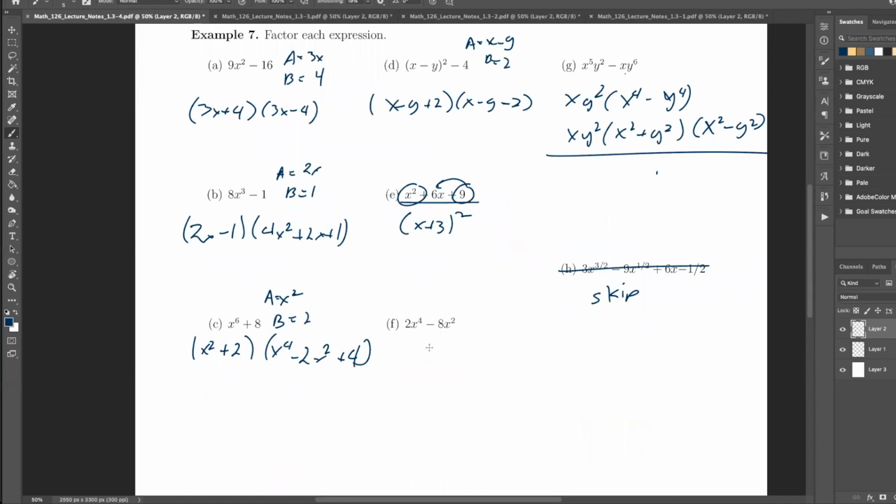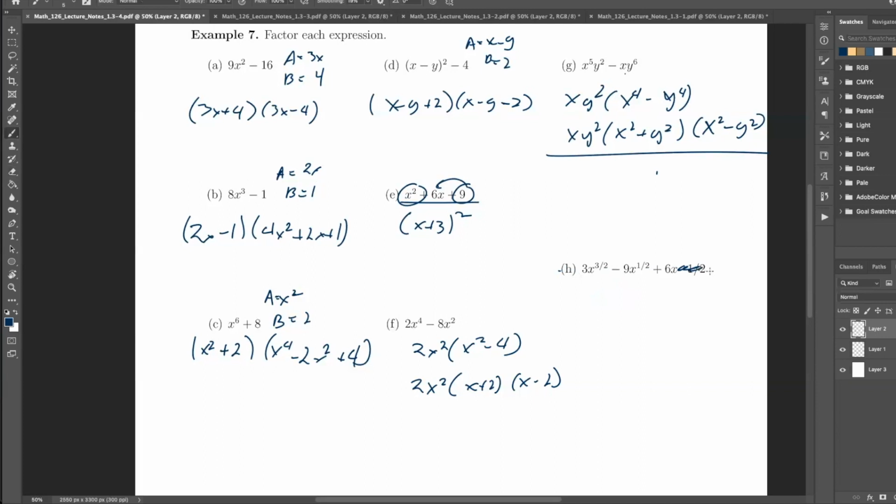And then here, we're going to do the same thing. We're going to pull out 2x squared, and then I have x squared minus 4. Same concept here after we factor. X squared, see x plus 2, x minus 2. You know what? Let's do this one real quick.